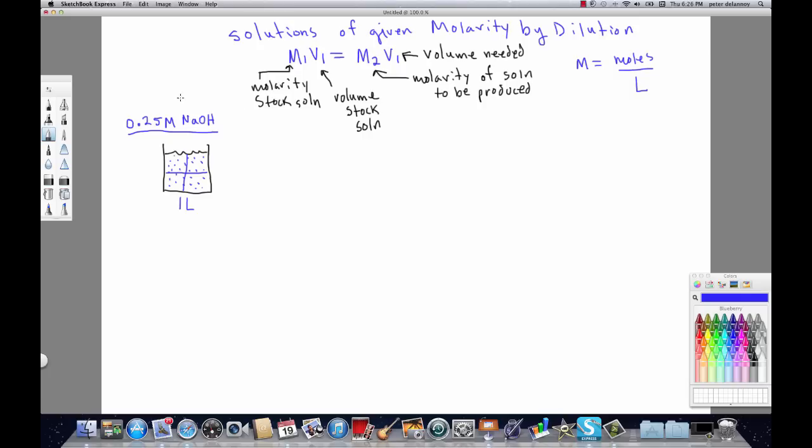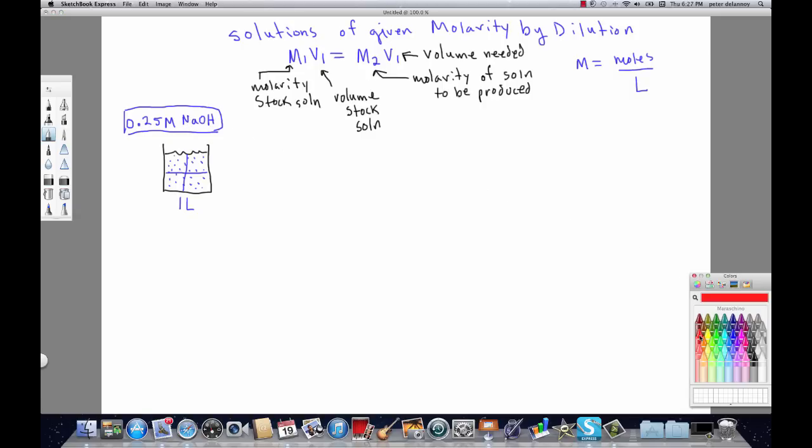In the last video, what we learned how to do was to make a solution of a certain molarity if we know the target molarity. As an example, we might want to make a solution that's 0.25 molar NaOH. And if we know the volume that we want to produce of that solution, then it's a pretty simple task to actually produce that solution in the laboratory.